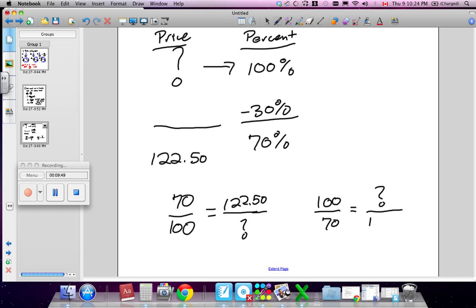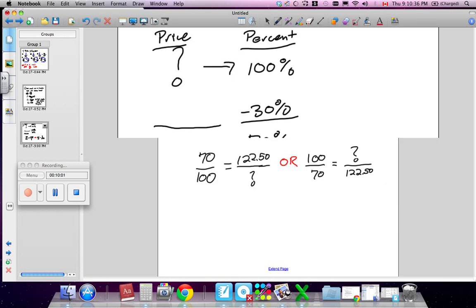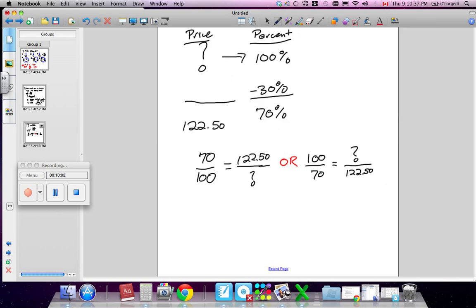Won't that change your answer though? No, you still get the same answer. That's a trick in math, as long as you flip both fractions. You can cross multiply both ways. I don't like cross multiplying though. Okay, what's the other way we could do it?